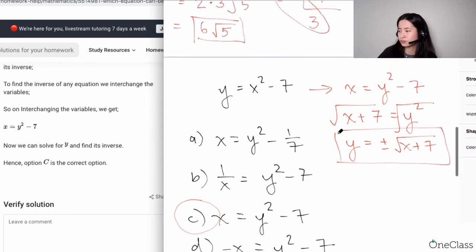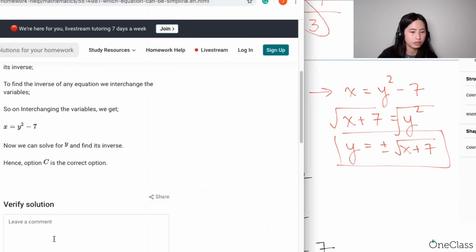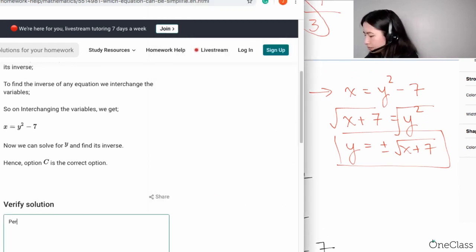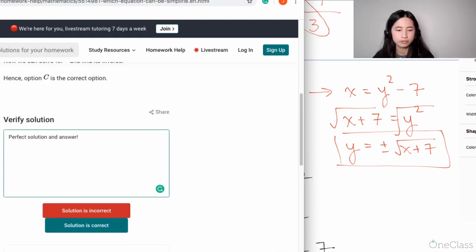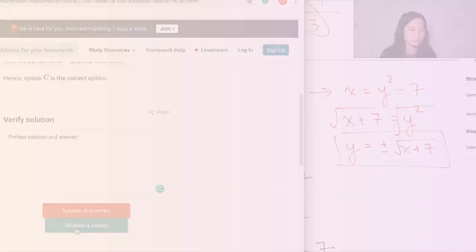Great. So yeah, this is correct. So nothing to correct. Okay, the solution is correct.